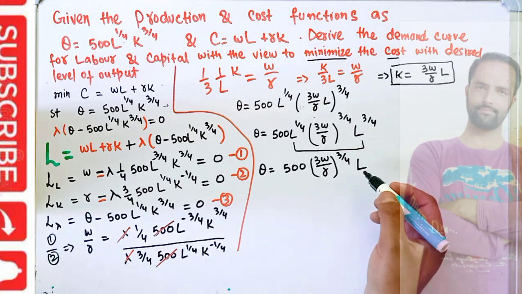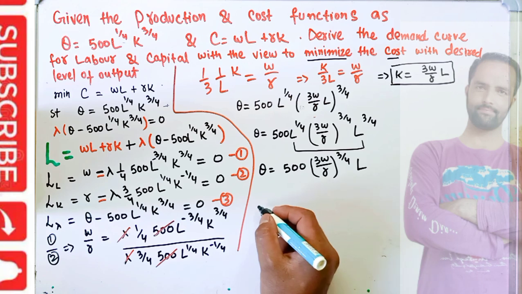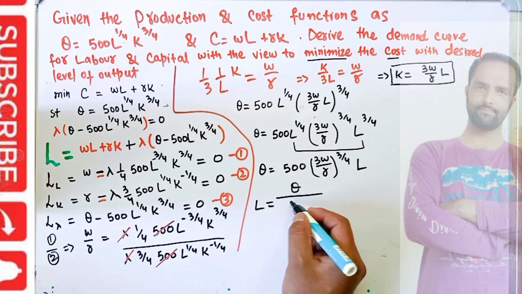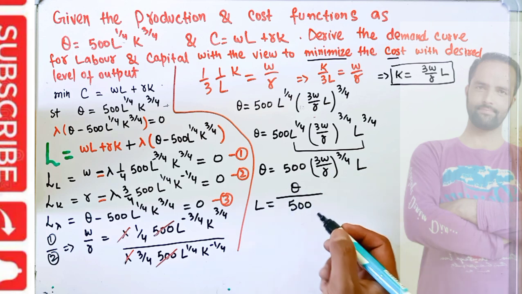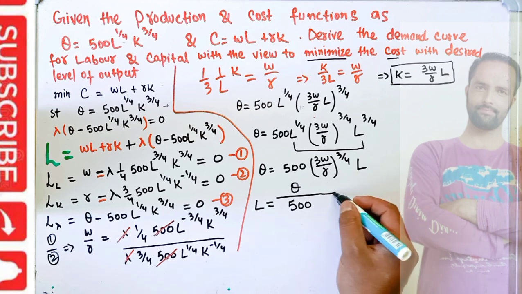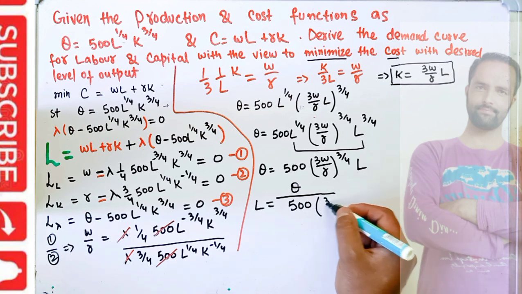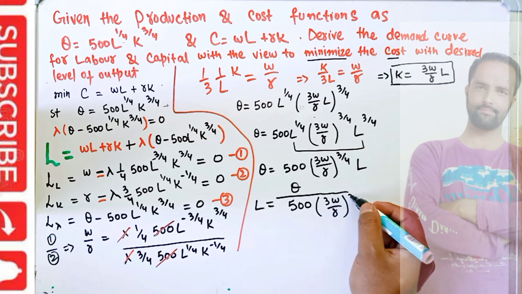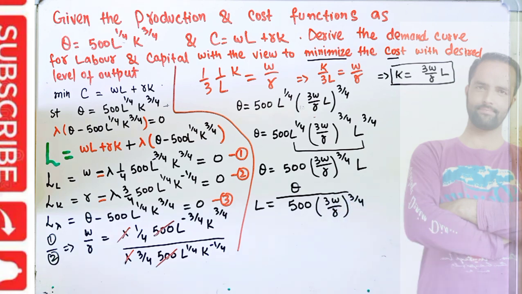Or I can write it like this: L is equal to, transposing this term here, Q will get divided by 500, then we have (3w/r)^(3/4). So this is our demand for labor. Labor is a function of the wage rate and the rental rate of capital.